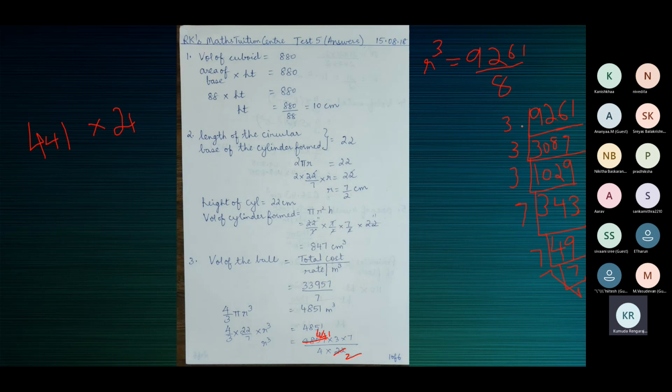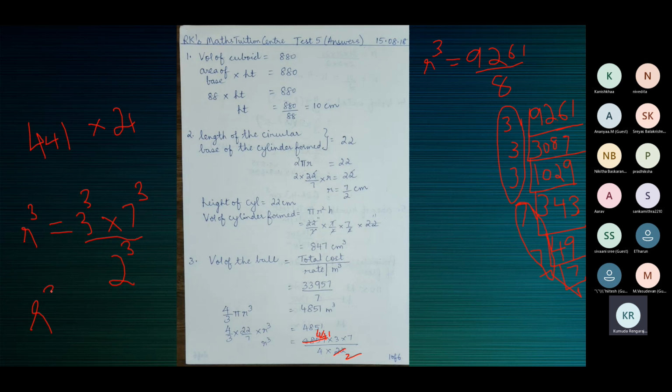So you find 3 3s and 3 7s. So you will be writing r cubed is equal to, the numerator 9261 is 3 cubed into 7 cubed, divided by 8. 8 is 2 cubed.